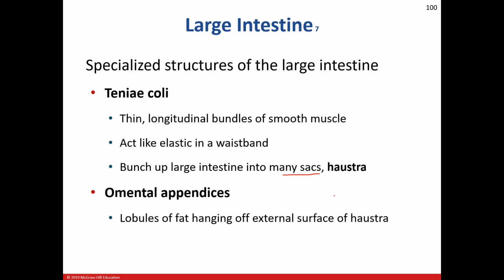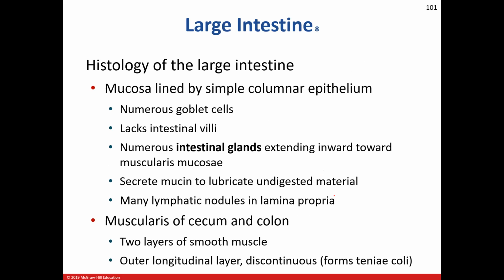Those omental appendices will hang off the large intestine all throughout. And folks have often wondered, what's the purpose? We know what the purpose is for any type of fat tissue: it's going to act as cushioning, insulation, and also a site of storage for energy for the muscles.